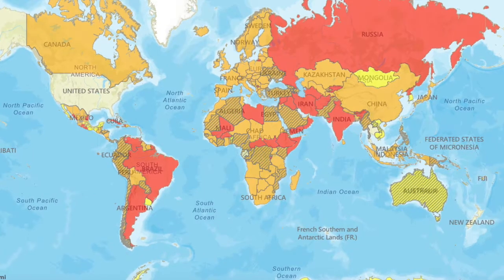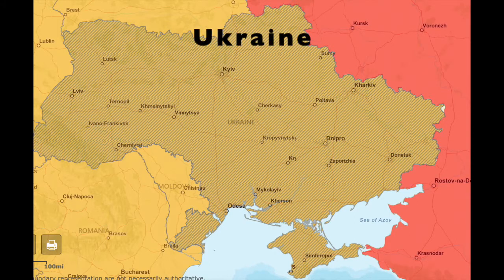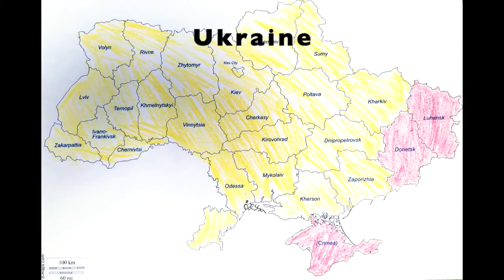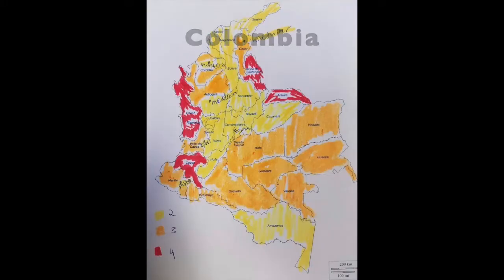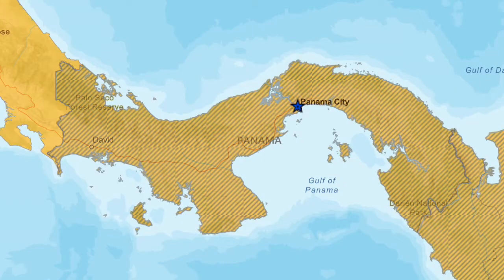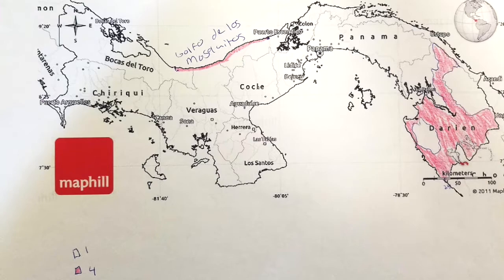Most other countries with multi-level rankings are not so straightforward. Some of them will still go by defined borders within the country, while others will have variations in the same region. Panama is an interesting case because it's a level 1 overall, but there's a stretch of coastline that's a level 4.